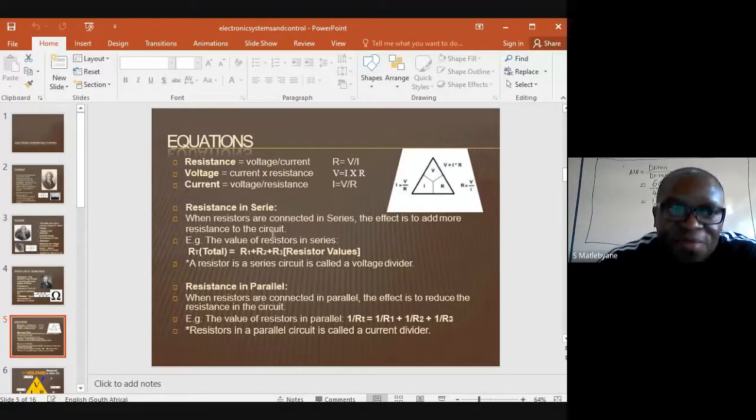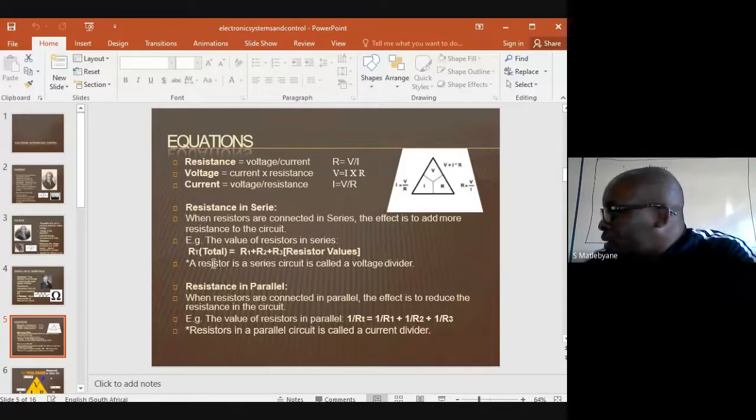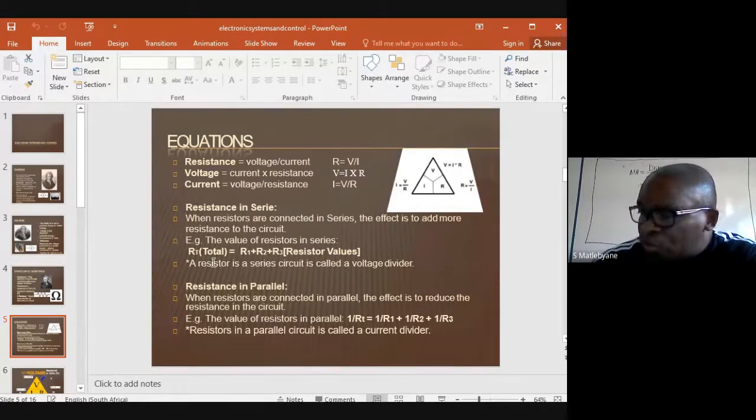So when resistors are connected in series, I will do the calculations just now on the board. When resistors are connected in series, the effect is to add more resistance. If you look in our book on page 122, figure 6.4, we have two lamps which are connected in series. Remember, the lamps are also resistors.